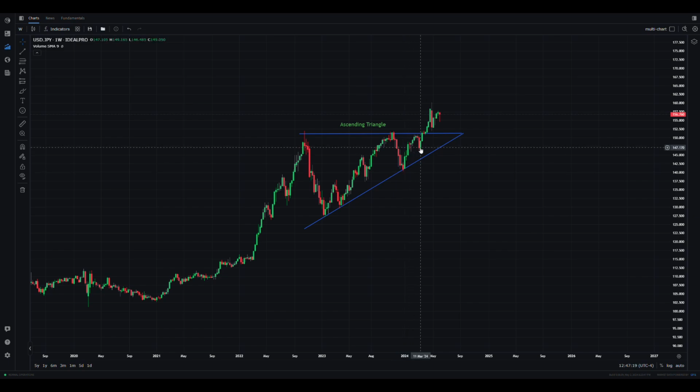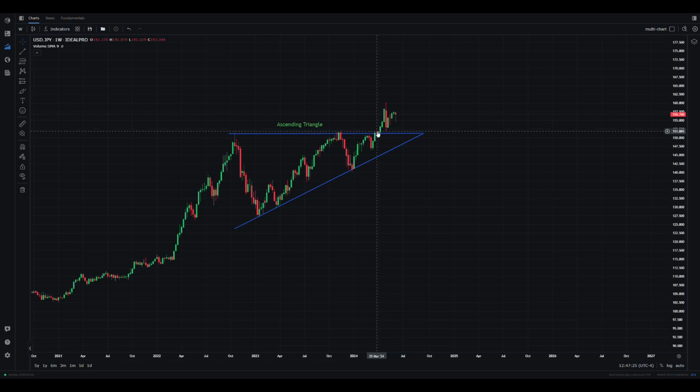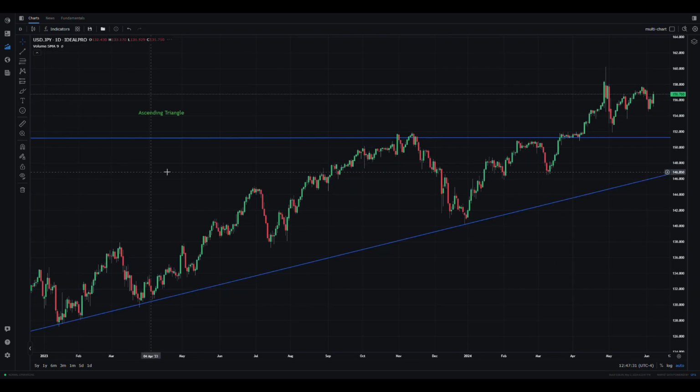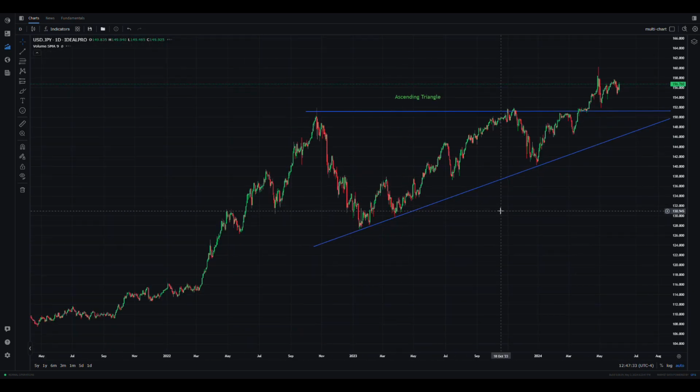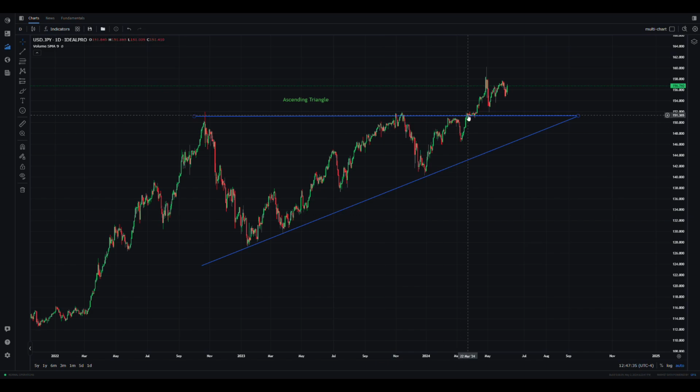The breakout from an ascending triangle occurs when the price breaks above the horizontal resistance line. This breakout signifies that buying pressure has overwhelmed selling pressure, leading to a potential continuation of the prior uptrend. Traders often interpret this breakout as a bullish signal and may enter long positions in anticipation of further price appreciation.